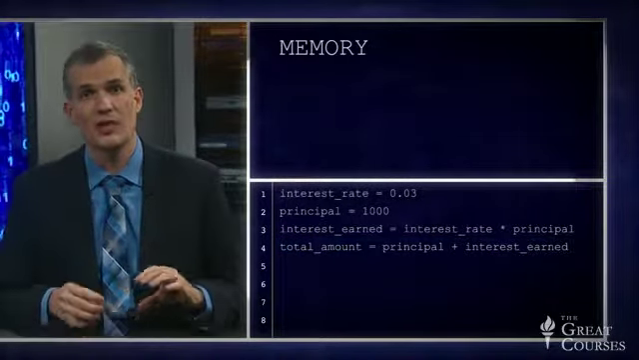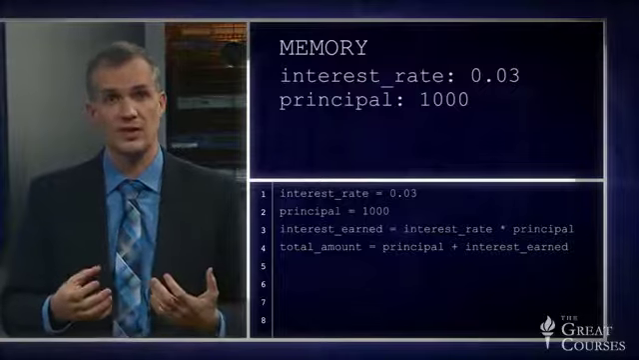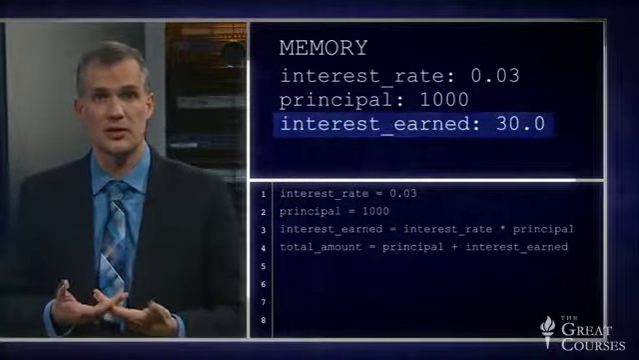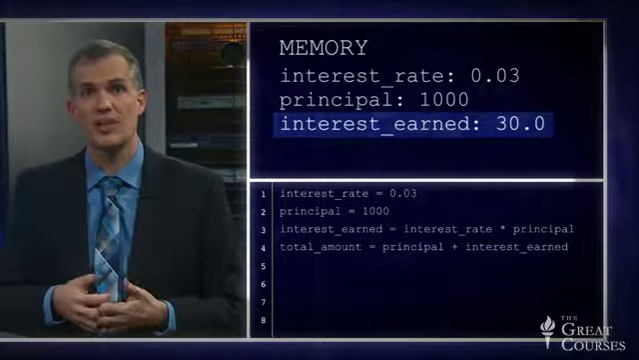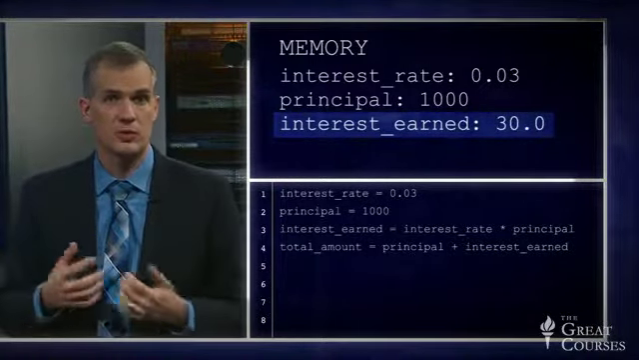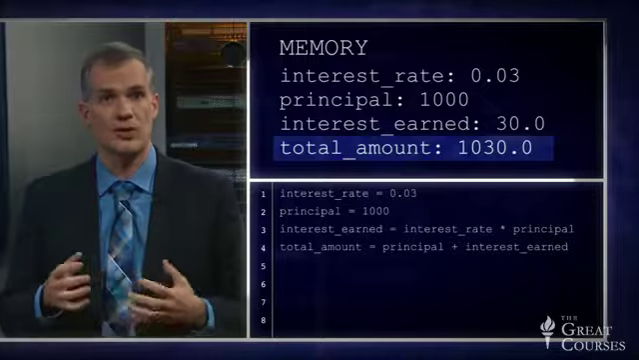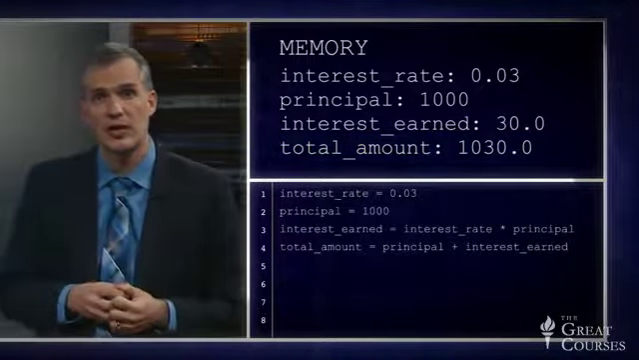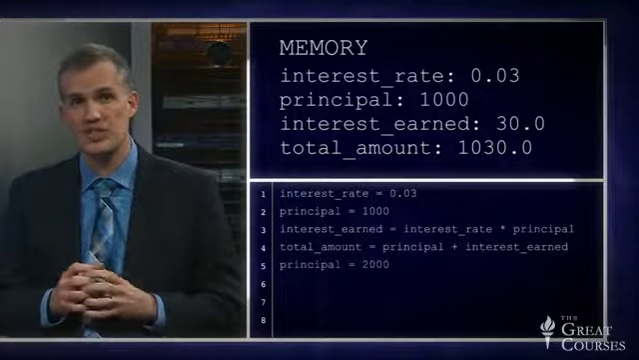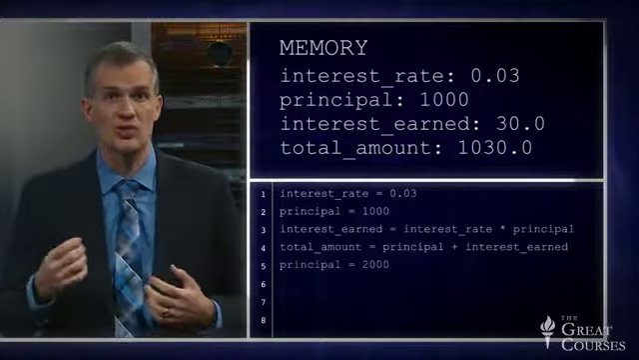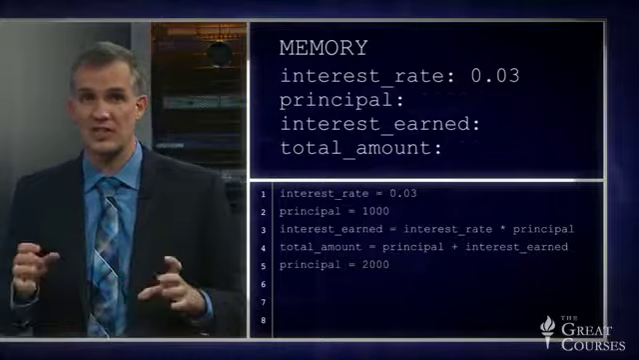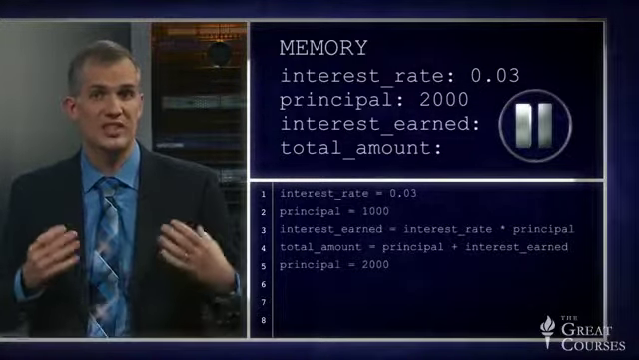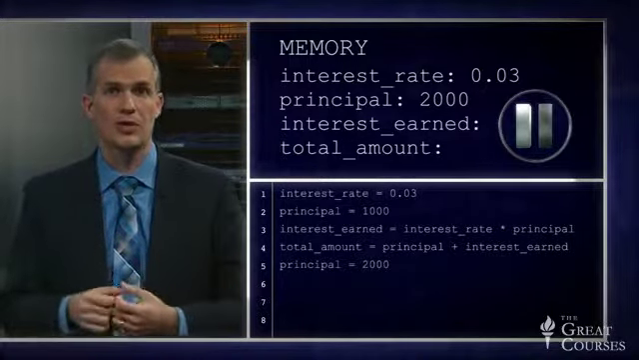In this example, the interest rate and the principal are given. Then, those 2 variables are used to calculate the amount of interest earned, and then that third variable is added to the second variable, principal, to get a fourth variable, the total amount. So let's figure out this next one together. If we add one more statement on, setting principal to 2,000, that will obviously change the value stored in principal. Now, what happens to interest earned and total amount in this case?